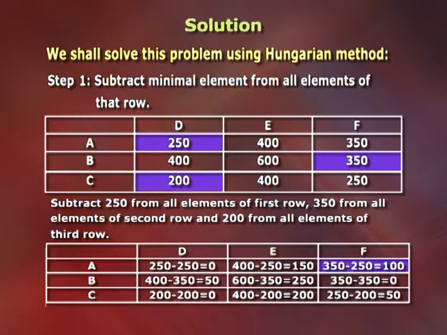So that gives you the first row. The second row, we have to subtract 350. So 400 minus 350 is equal to 50. 600 minus 350 is equal to 250. 350 minus 350 is 0.